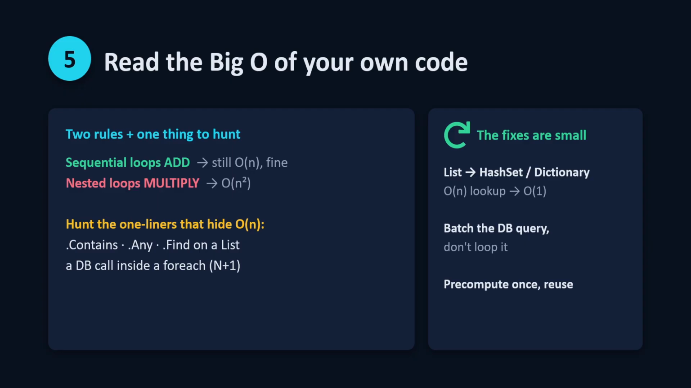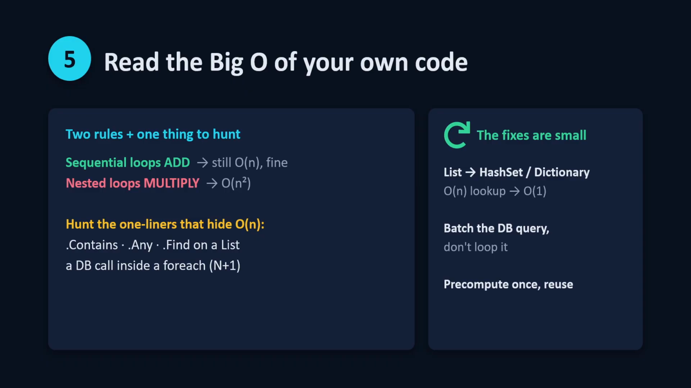Segment 5. How to read this off your own code in a review. I use two rules. One: loops that run one after another add up. That's still linear. Still fine. And two: loops nested inside each other multiply. That's where n squared comes from. Then the thing to actively hunt for: one-line linear calls that secretly do O of n work. That's contains, that's any, that's find on a list. Each one is a hidden loop.